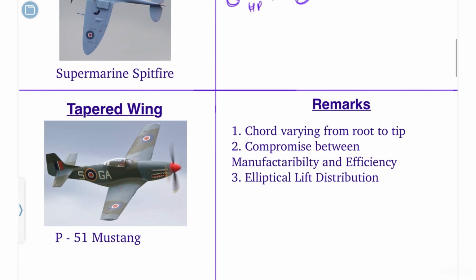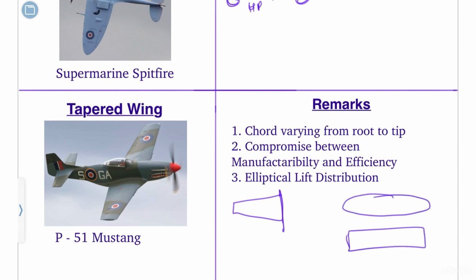Next type of wing is the tapered wing, this is the top view, which is actually a mixture of the elliptical wing and the box-like rectangular wing. That's why I've written it's a compromise between manufacturability, which is the main issue in the elliptical wing, and efficiency, which is less in the rectangular wing. In tapered, we are compromising both. We have given a taper.